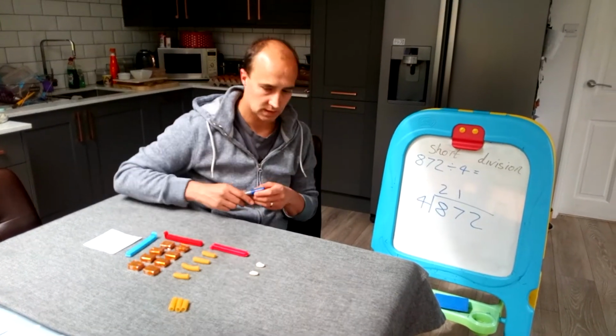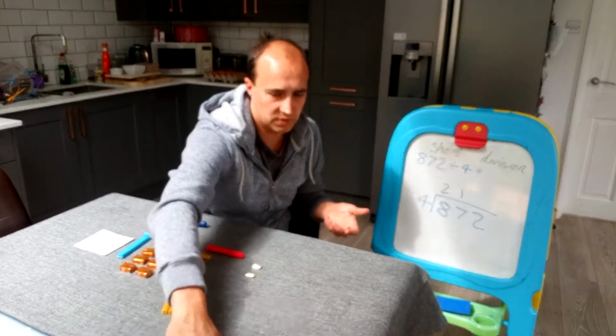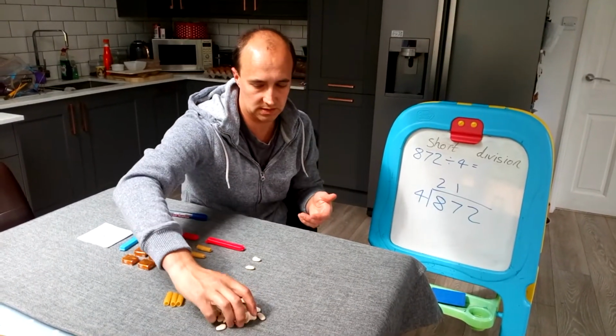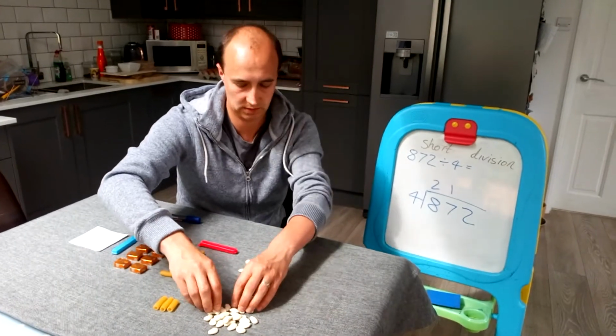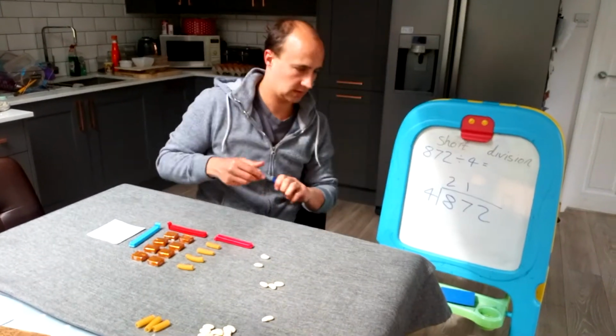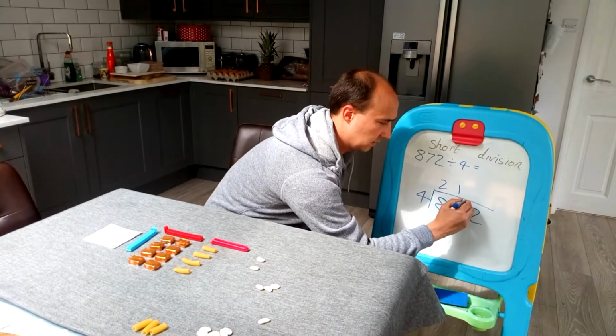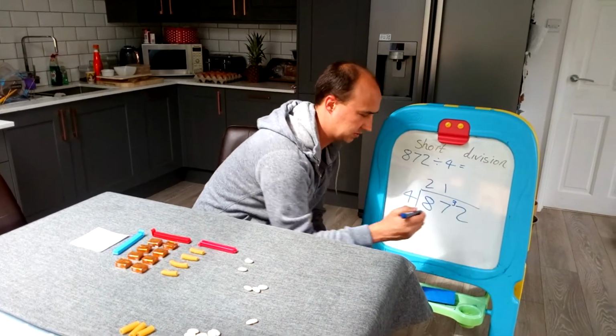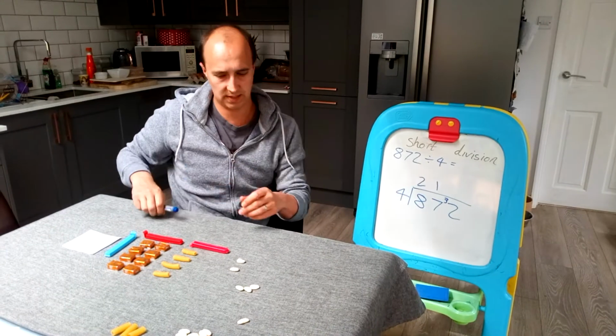Okay, so what I would do now in a concrete method is that I would move that 30 across, and I can do that right now. And I'll just move the 30 across in the abstract form, and that's how you do it.